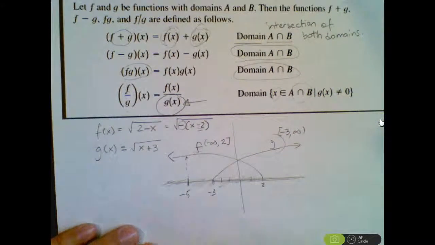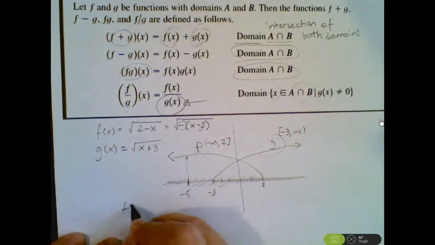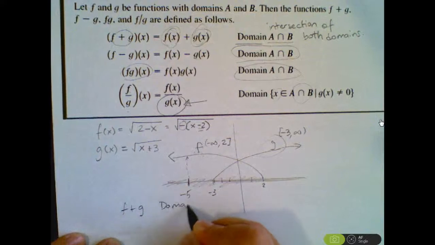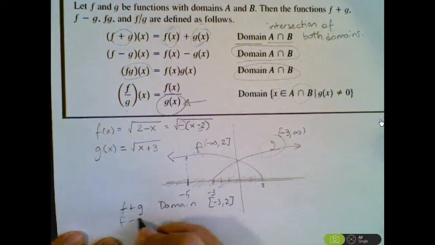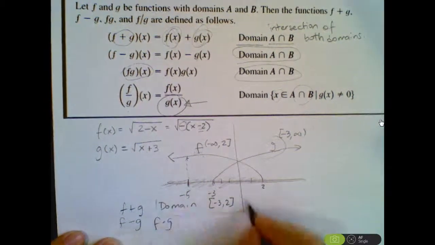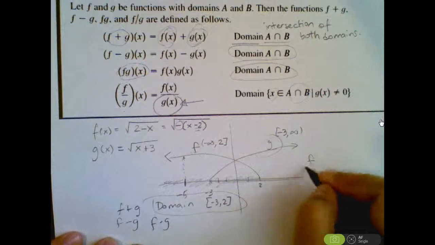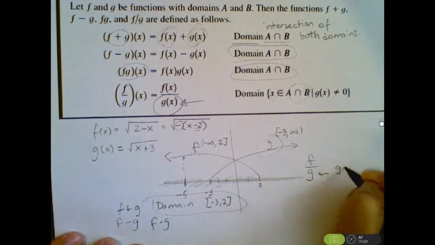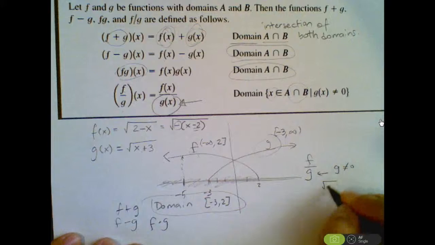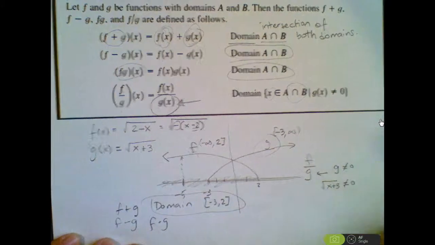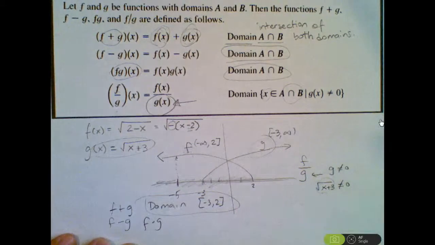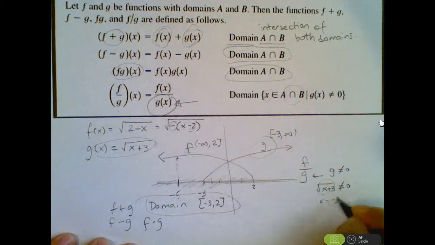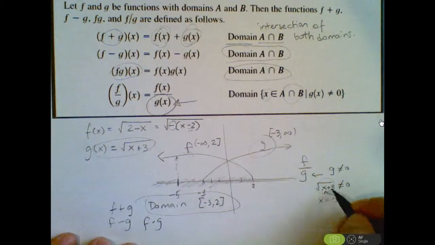So for example, in this situation, f plus g will have domain from negative 3 to 2, as we can see, and so does f minus g, and f times g has the same domain. Now for the division of f divided by g, g cannot be 0, meaning square root of x plus 3 cannot be 0. So for what value of x is g as a function 0? That value is x equals negative 3, because when I replace here, x plus 3 is 0, square root of 0 is 0.